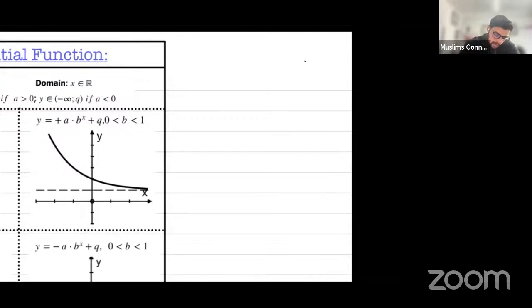We have it in the form y is equal to a times b to the power of x plus q.